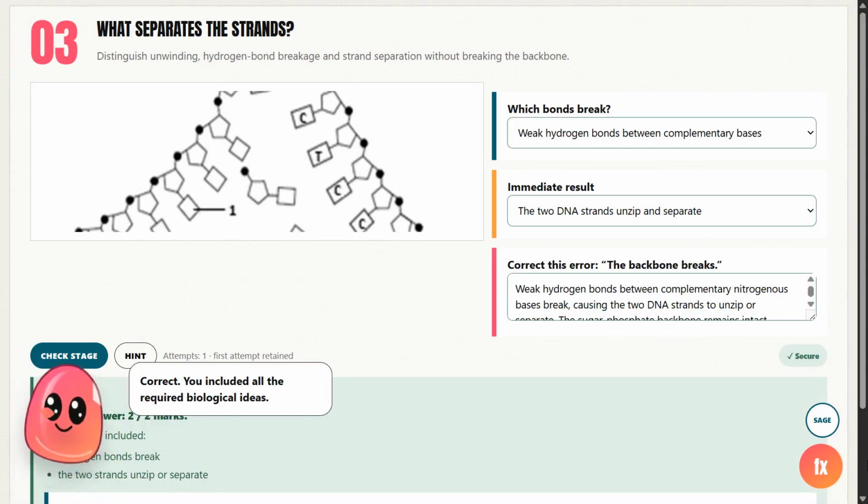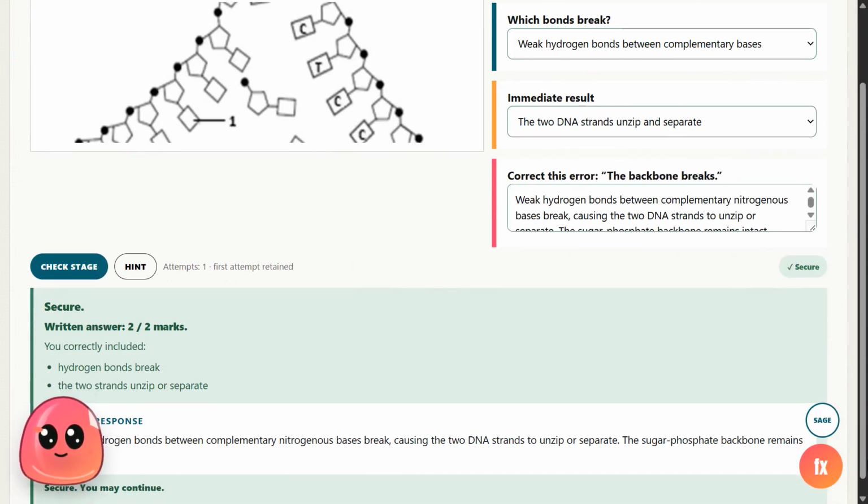The Scratchpad asks three things here. Which bonds break? Choose weak hydrogen bonds between complementary bases. What is the immediate result? The two DNA strands unzip and separate. Then correct the error: the backbone breaks. The backbone remains intact. Weak hydrogen bonds break, the strands unzip, and the backbone is left whole.